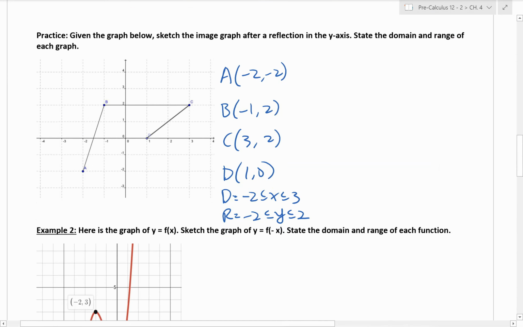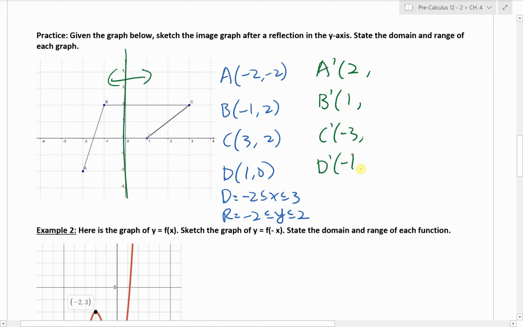Okay, so now we're gonna have our A prime. This is a reflection in the y-axis, so we are flipping this way, right? So the x values are going to be the opposite. The sign for the x value is going to be opposite. C prime is -3, D prime is -1, whereas the y values remain the same. The y values all remain the same.